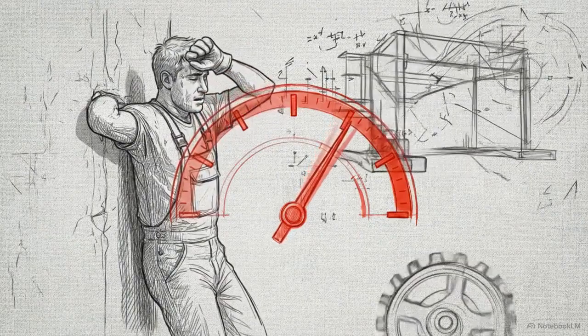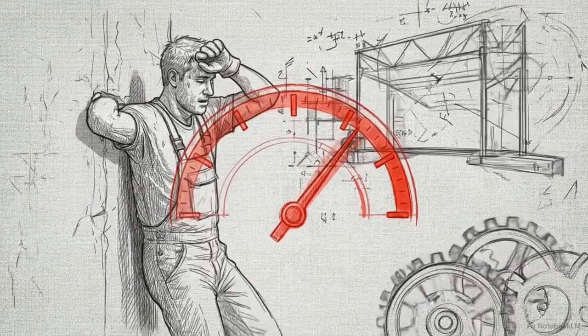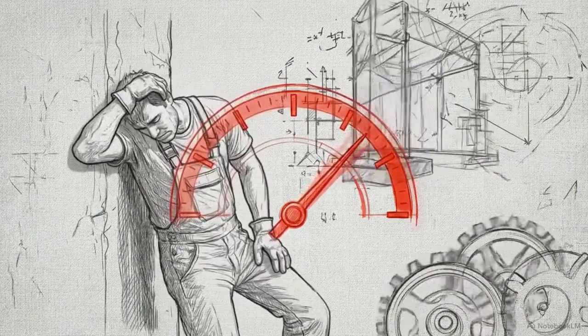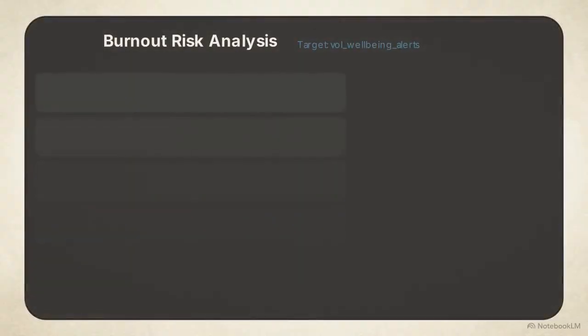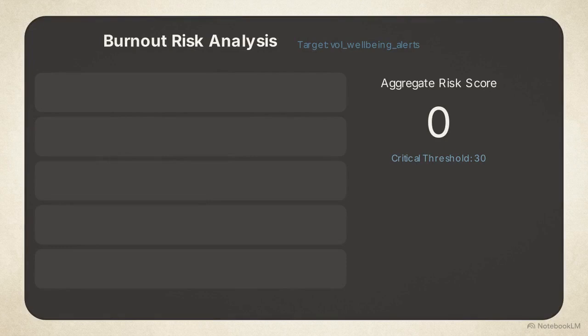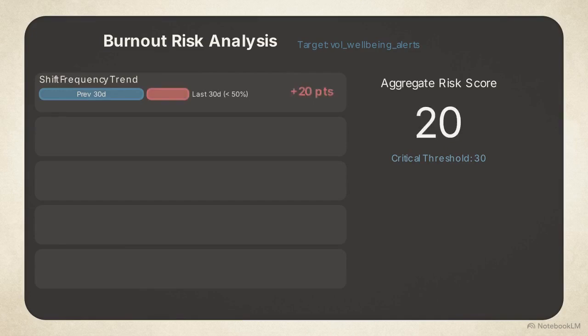Hyper-efficient algorithmic deployment at this massive scale carries a very high, unavoidable risk: the inevitable burnout of the physical human worker. The Volunteer Wellbeing Service utilizes a dedicated Vol Wellbeing Alerts table to monitor this failure rate through 5 distinct risk indicators. The first indicator evaluates the user's shift frequency trend. A 50% drop in activity over the last 30 days generates 20 risk points.